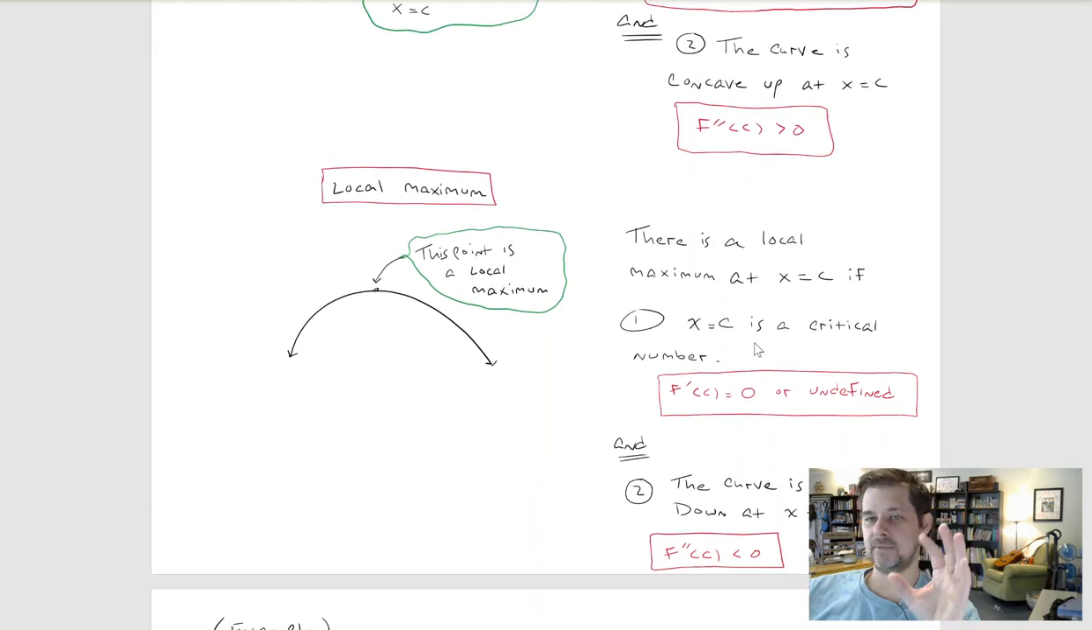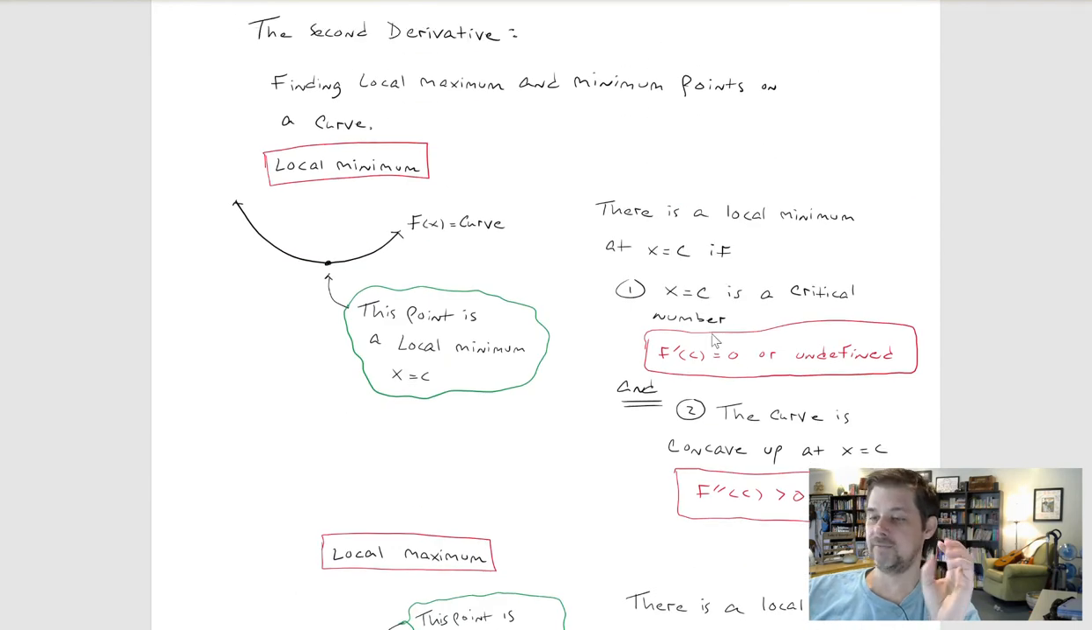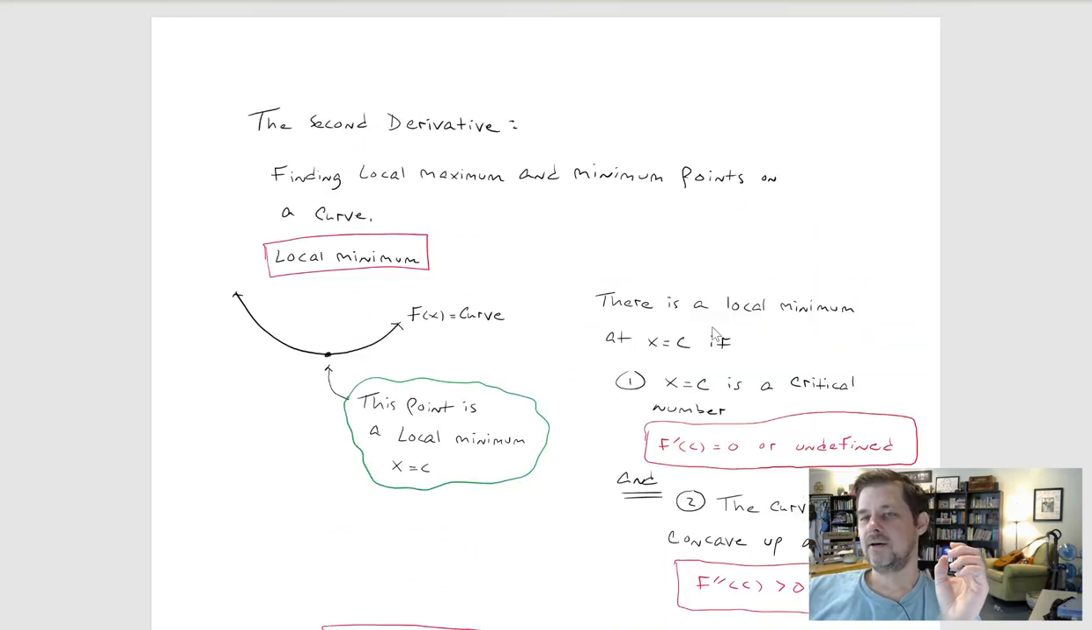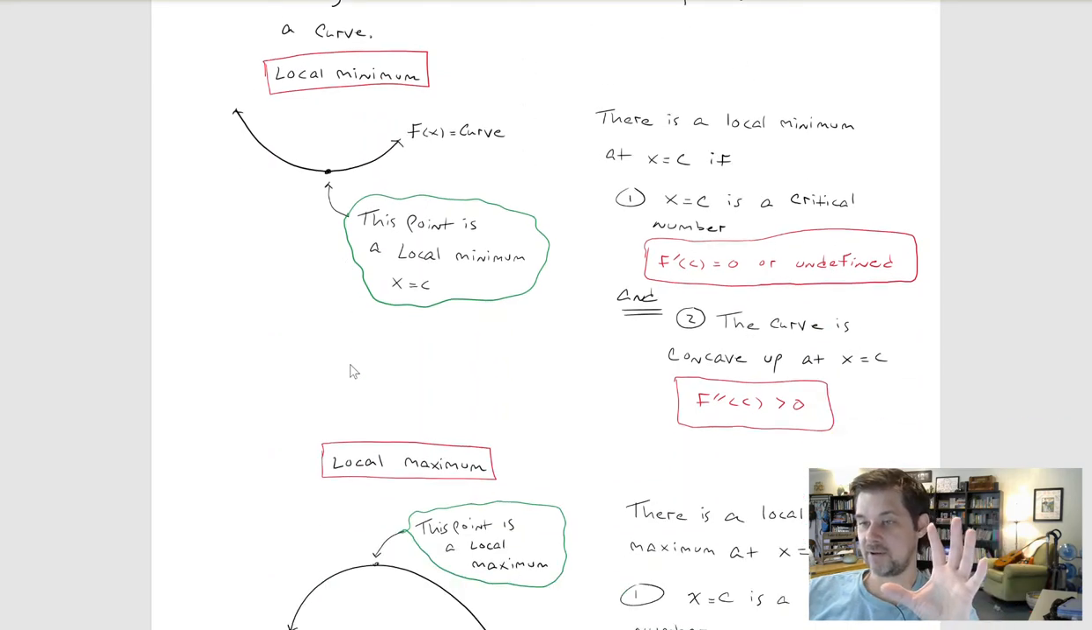Okay, so that is also called the second derivative test. So just in case that's referred to in some of your questions or something else you read, the second derivative test is what I have on this first page right here. The two conditions to find either a minimum or a maximum.